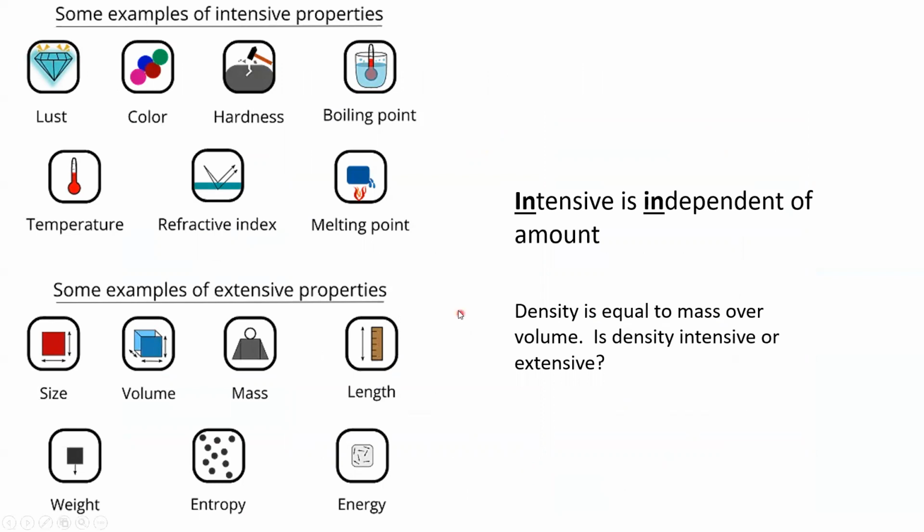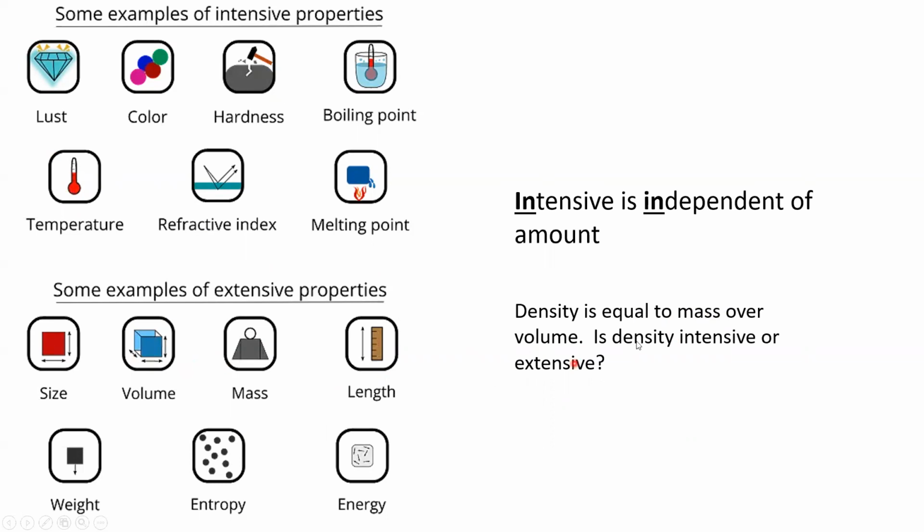Looking at it, and again, intensive is independent of amount. So we can see the ones on the top here don't matter how much of that substance you have, it just matters what it is. So what I want to do is think about density, which is equal to taking the mass of a sample and dividing it by the volume. So how much mass does it have divided by how much space does it take up? And if we look at the extensive properties, we can see mass and volume here. Both of those are extensive.